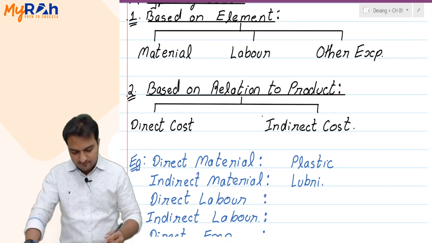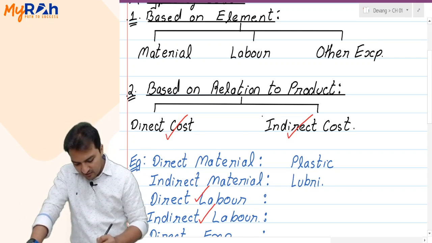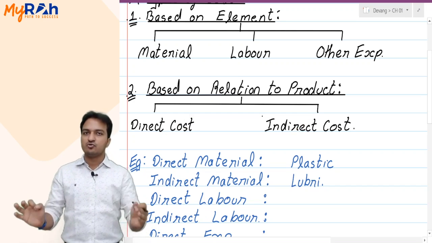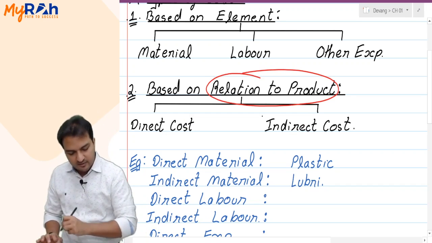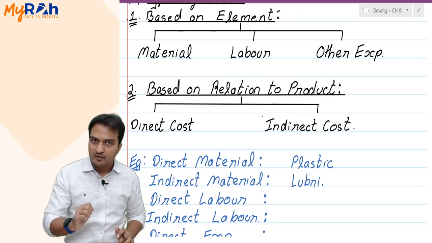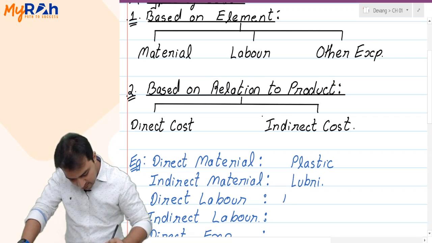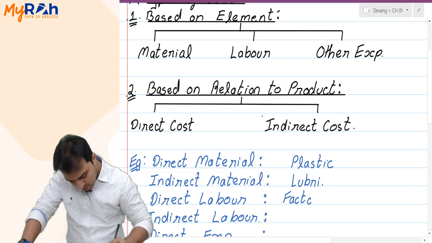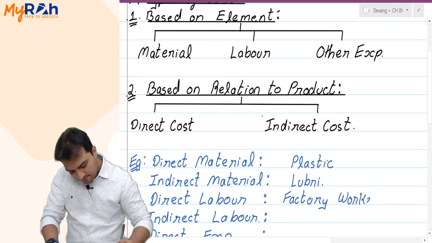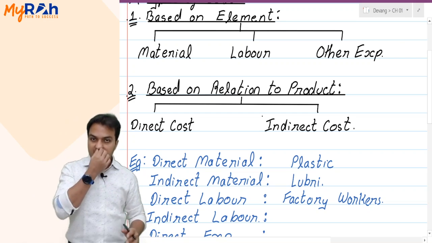And this labor in costing can also be direct labor versus indirect labor. Direct labor means the labor cost which is directly related to the product, while indirect labor will be the labor cost that is not directly related to the product. For example, for direct labor, I'll write as example my factory workers. The workers who are working in the factory will become my direct labor.